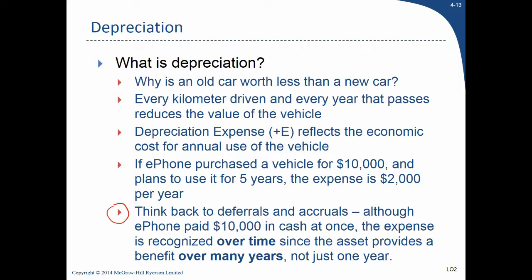But the debit balance always sort of returns to an expense. Even though it starts as an asset, it declines over time and increases in expense. And that's because the asset provides benefit over many years. We use the asset to generate revenue over many years. The example here, I used a vehicle for $10,000. We purchased a vehicle for $10,000. ePhone plans to use it for 5 years. The expense is $2,000 per year.